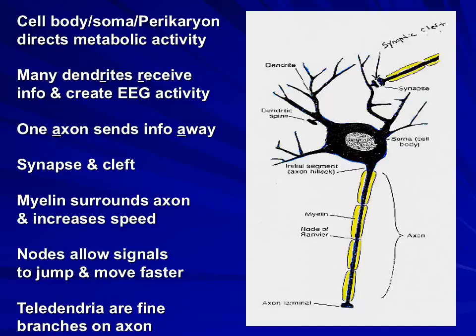The nodes are something that allow the signal to jump and therefore move faster, because it can jump from one node to the next. Teledendra are fine little branches on the very end of an axon.